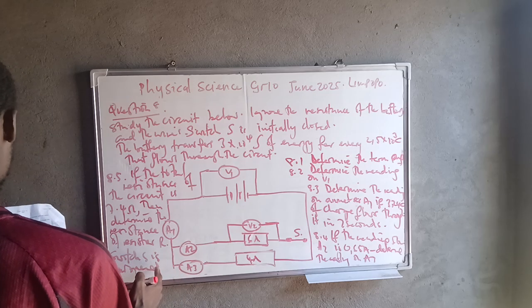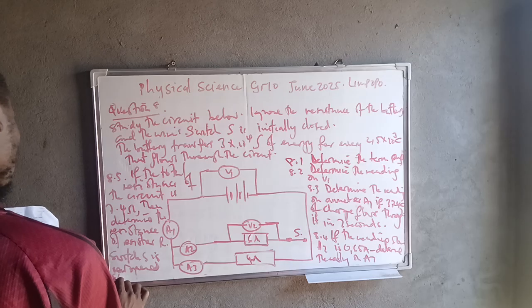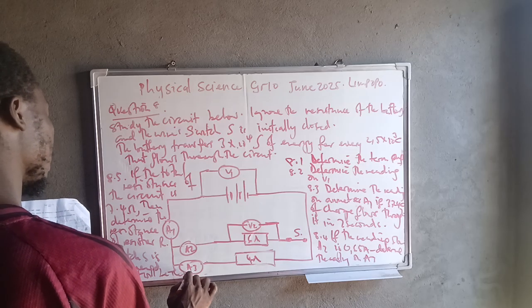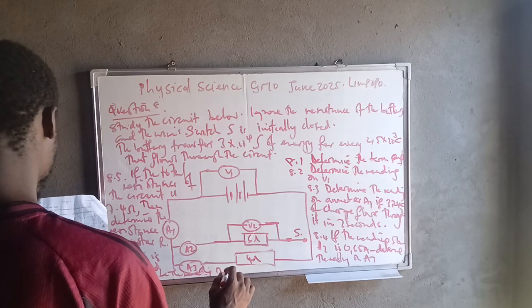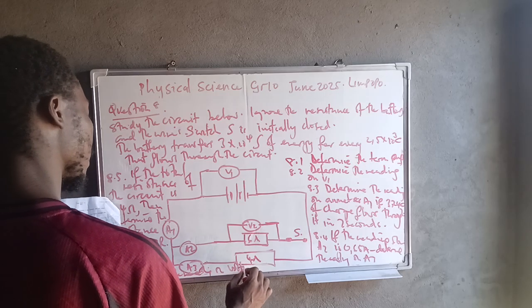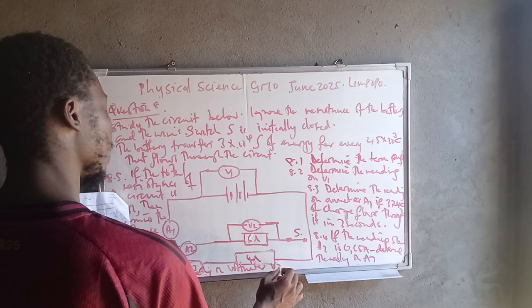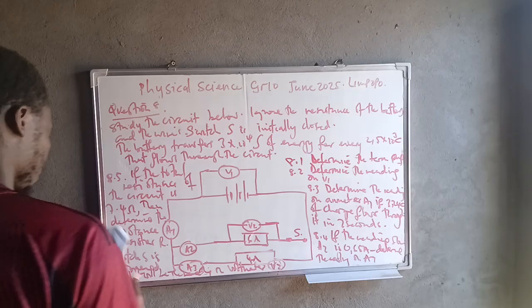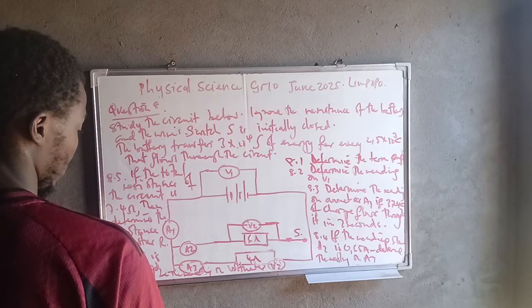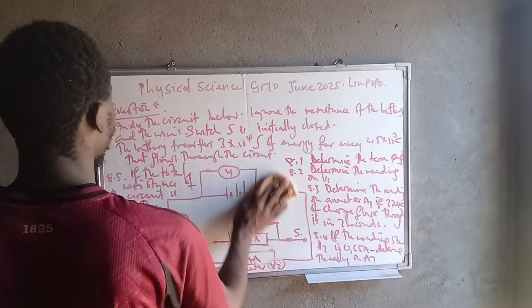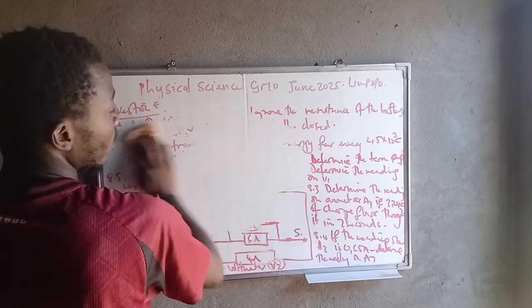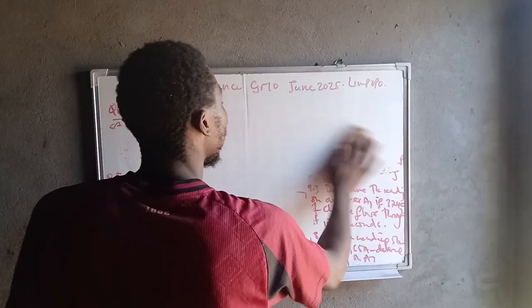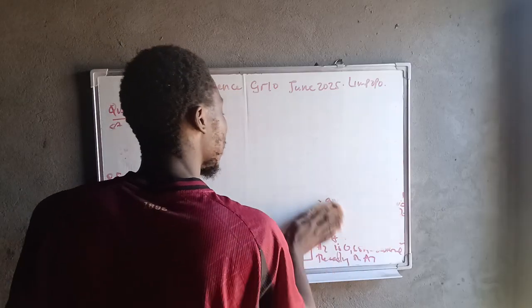Switch S is now opened. 8.6, what will be the reading on voltmeter V2 if switch S is open? So now let's go to the questions.